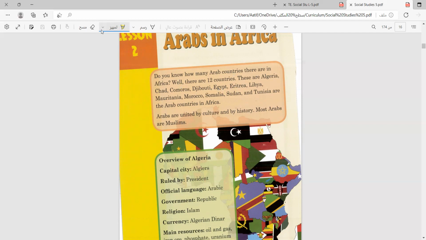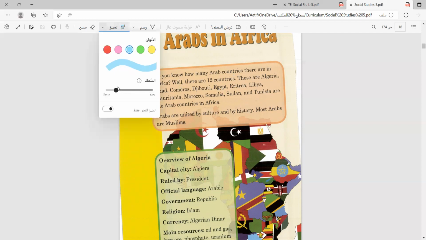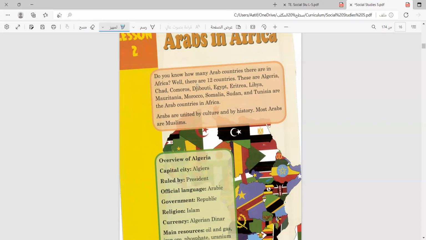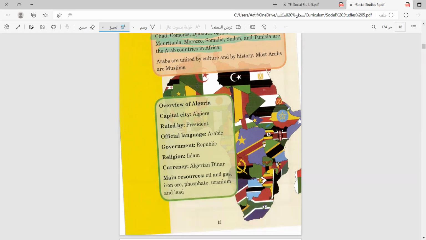So first, get your pen or pencil or highlighter and start underlining. Arab countries are 12 countries. These are Algeria, Chad, Comoros, Djibouti, Egypt, Eritrea, Libya, Mauritania, Morocco, Somalia, Sudan, and Tunisia. They are the Arab countries in Africa. Okay, Saudi Arabia, we are in Asia, not Africa. So we have the first country that we are going to have an overview about, Algeria.